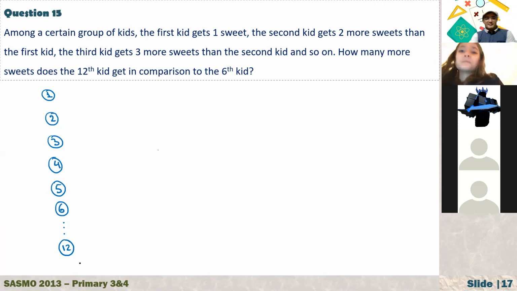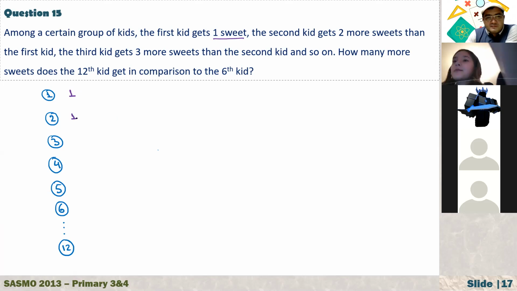Yes, so it says that the first kid gets one sweet, the second kid gets two more sweets than the first one, and the first one has one sweet, and then the third one gets three more than the second kid, and so on, until the 12th one. We have to take 4, and then we have to add until 12. So yeah, that's it. Okay.